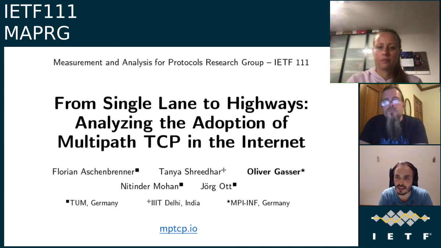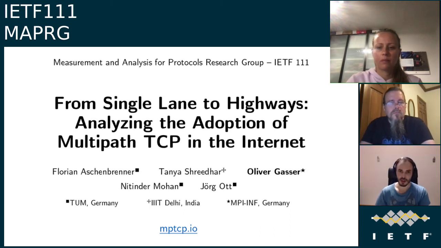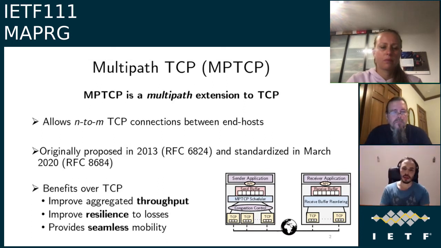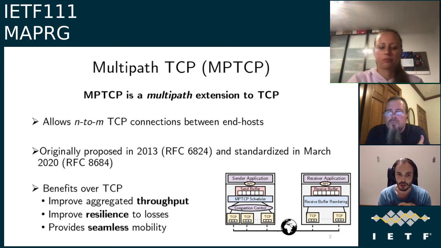Hi, everyone. My name is Oliver Gasser. I am a researcher at the Max Planck Institute for Informatics in Germany. And in this research, we analyzed MPTCP deployment, working together with researchers from IIIT Delhi as well as the University of Munich. So what is MPTCP? MPTCP is a multipath extension to TCP. It allows basically to establish multiple connections between 2 TCP endpoints. It was originally proposed in RFC 6824, which standardized the now called MPTCP version 0. And RFC 8684, which was standardized in March 2020, was about MPTCP version 1. So there are 2 different versions of MPTCP.